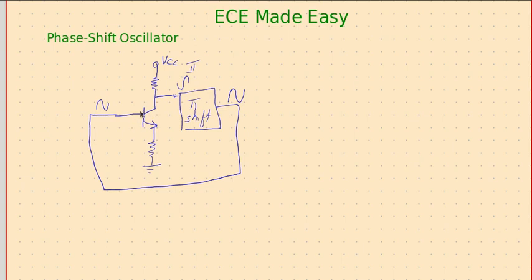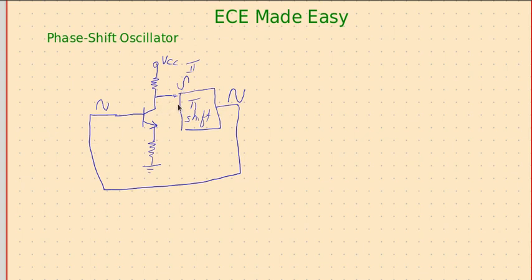This transistor has a property of changing the phase by 180 degrees irrespective of frequency. Whatever be the frequency of the signal, the output will be exactly 180 degrees out of phase. So there is a lag of 180 degrees.